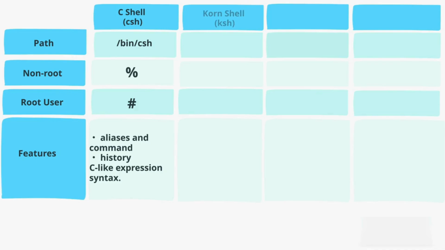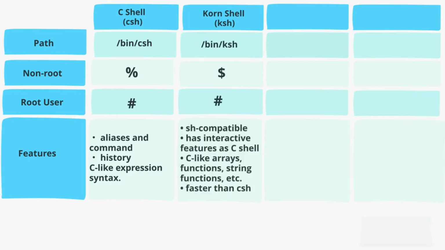2. Korn shell, ksh, path /bin/ksh, non-root prompt $, root prompt number sign (#). Features: sh compatible. It's based on the Bourne shell, so most commands work the same way. Interactive features like job control and aliases, similar to C shell. Supports C-like arrays, functions, and string operations, making scripting super powerful. Faster than C shell, especially in performance-heavy tasks.